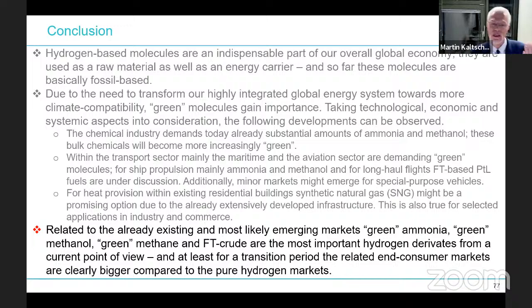With this, and this is the quintessence of the presentation from Fabian Karls and myself, the overall conclusion is that we will most likely see faster growing markets and more easily accessible markets for green ammonia, green methanol, and green methane, as well as green Fischer-Tropsch crude, compared to pure hydrogen, which also has a market, but these markets are easier to develop.